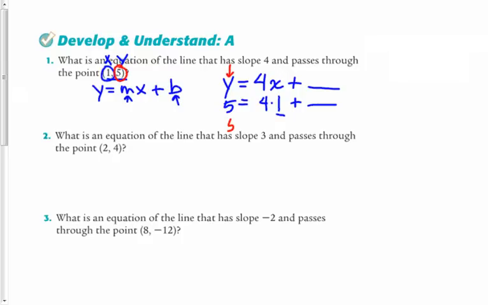And now I can see that 4 times 1 is 4, so 4 plus what number equals 5? Now you can do that a couple ways. You can just do it using mental math. Obviously 4 plus 1 is 5. Or you can do 5 minus 4 to get that, which is 1. So the missing number is 1 here. So now I can write my equation. I'll just put 1 right there, and I have it, y equals 4x plus 1.